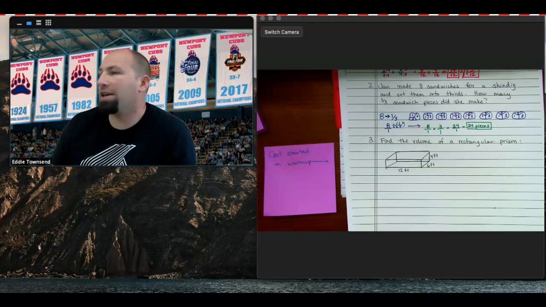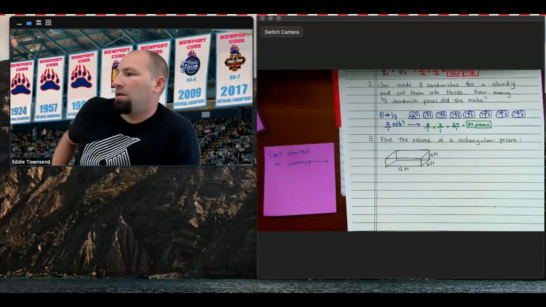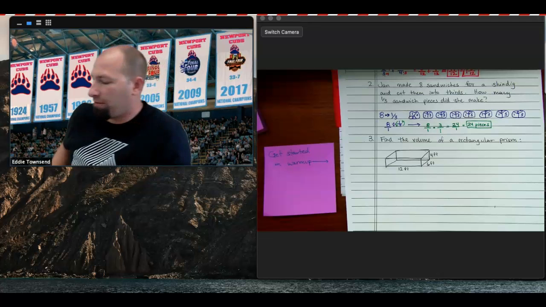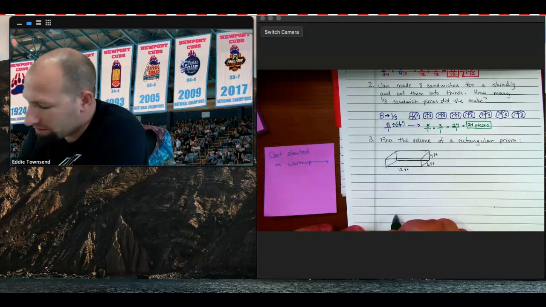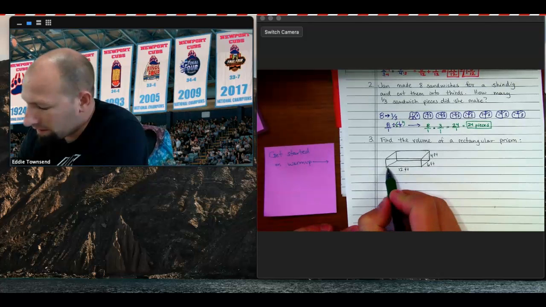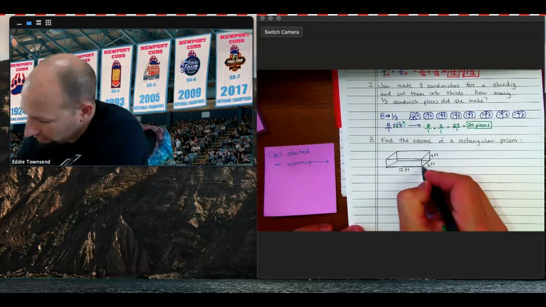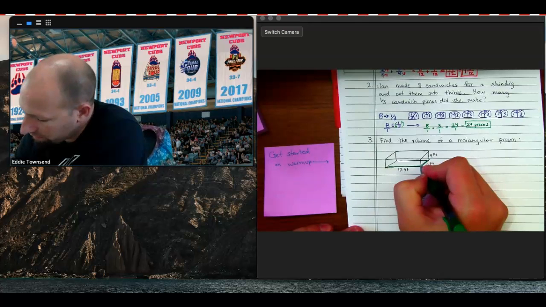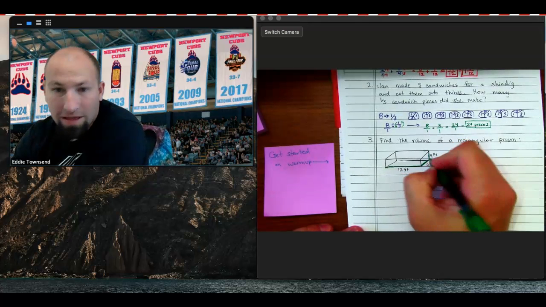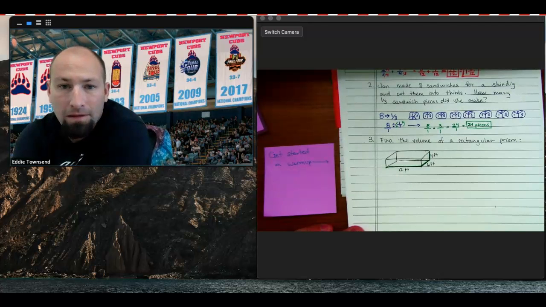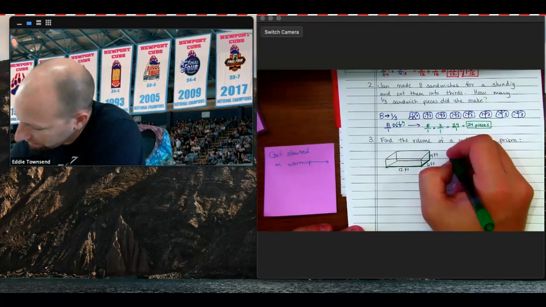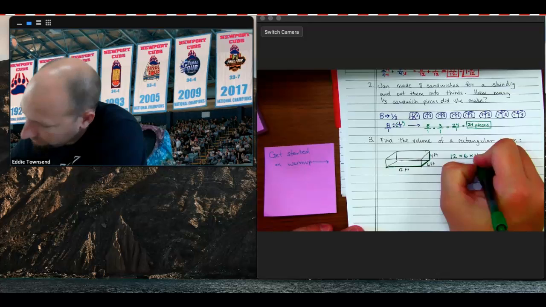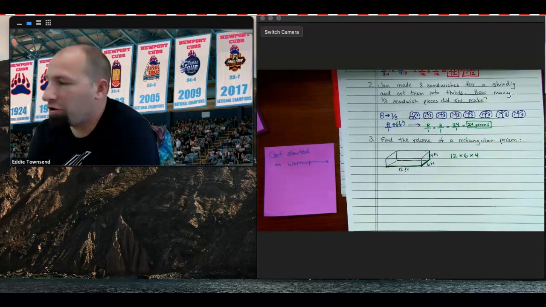Find the volume of a rectangular prism with these dimensions. To find the area of just a square or a rectangle, you'd multiply the length times the width. But when you have a prism, you'd go length times width times height, which would be 12 times 6 times 4. And your answer would be cubed.